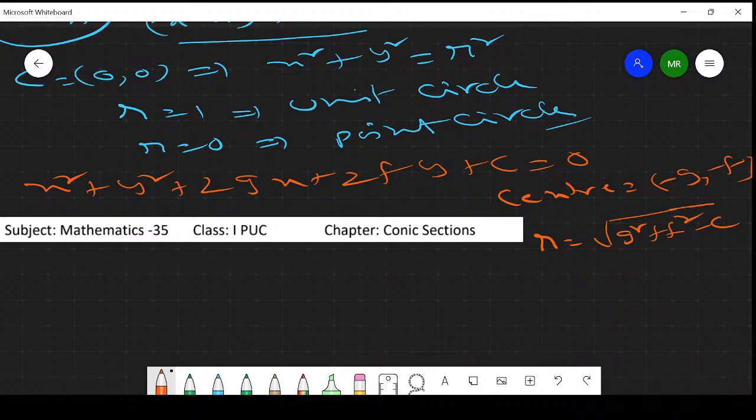Root of g square plus f square minus c is the radius. Center is minus g, minus f. Radius will be root of g square plus f square minus c. Remember this, it is easy to solve the problems.